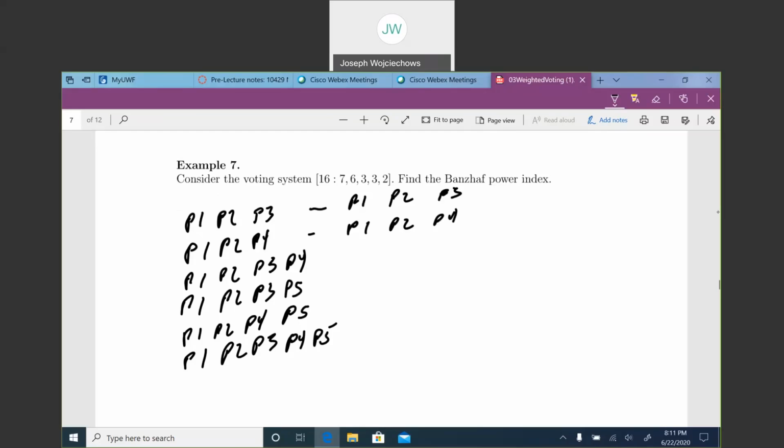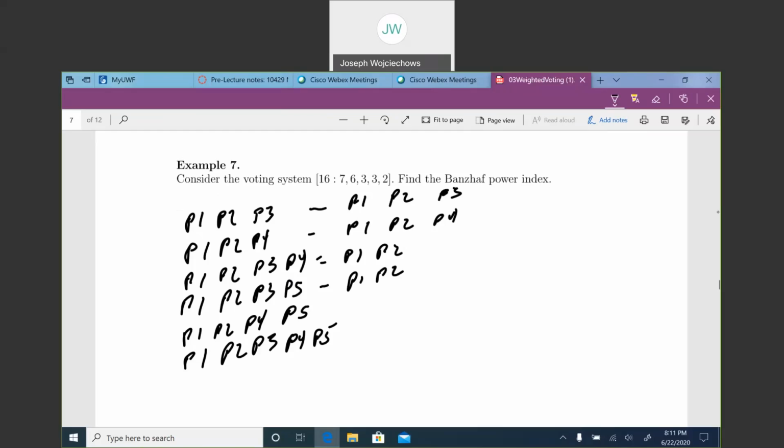Okay, now here, we need 16. So we have to have player 1, have to have player 2. But if player 3 drops out, we still have 16. Or if player 4 drops out, we still have 16. So only those two are critical. Here, player 1 and player 2 are critical.